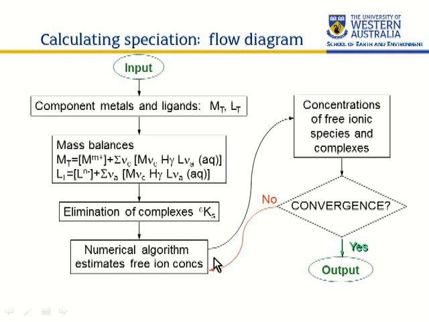And once we have an estimate of the free ion concentrations, we can calculate the concentrations of all the species and complexes, and add them up and see if they match our totals. If they do, then we've reached a solution. If they don't, then we get some better guesses of free ion concentrations and pop them back in and keep on going round, usually several times before we finally end up with output that is internally consistent, and that we have convergence in the system.